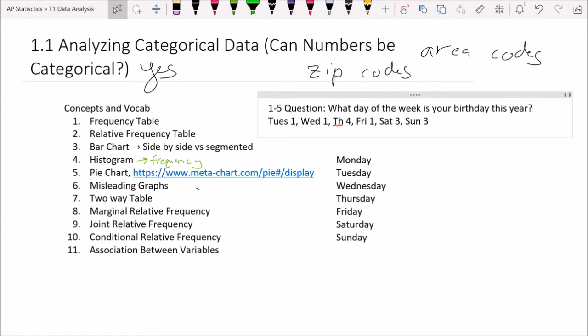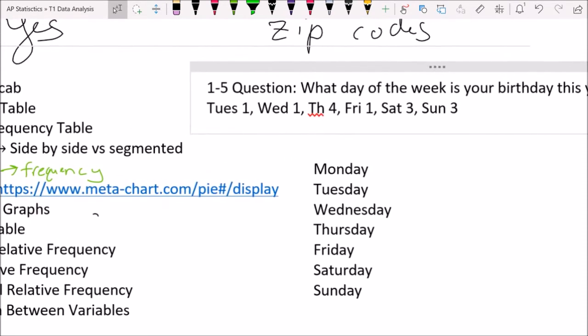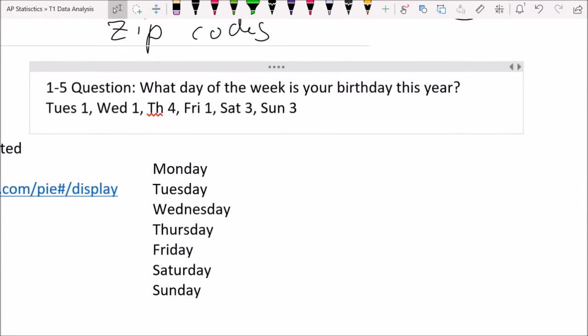In order to do this, we need some data. I'm going to use some data that I collected from one of my classes the other day. I asked them, what day of the week is your birthday on this year? And by that, I really meant Monday, Tuesday, Wednesday, Thursday, Friday, Saturday, Sunday. So let's look at their responses, and then let's use this to understand a few different things.